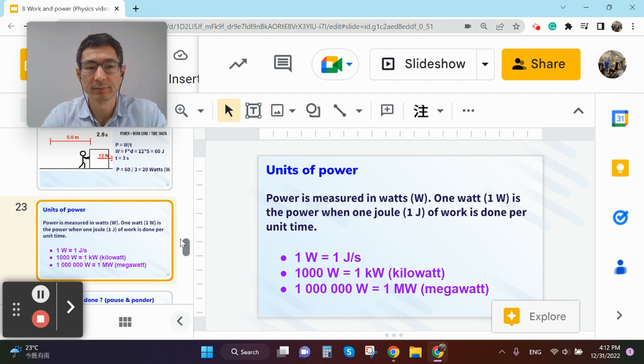This is James Watt, a Scottish scientist, if I'm not mistaken. The unit's name comes from his surname, and 1 watt equals 1 joule of work done per unit of time, per second. Joule done per second is 1 watt. And 1 megawatt is 1 million watts.